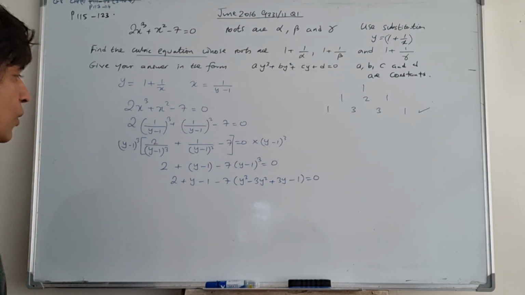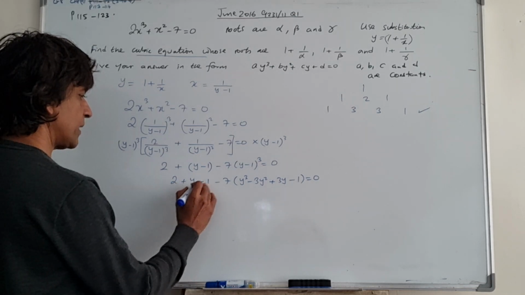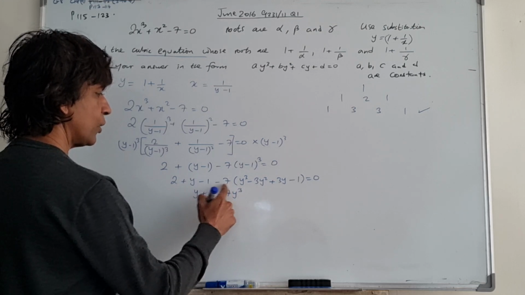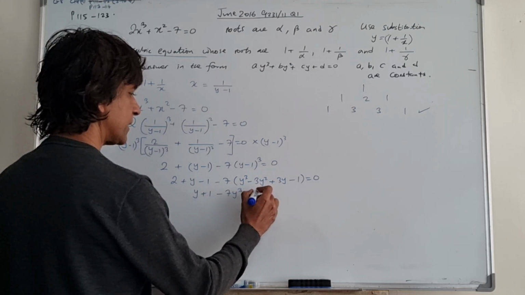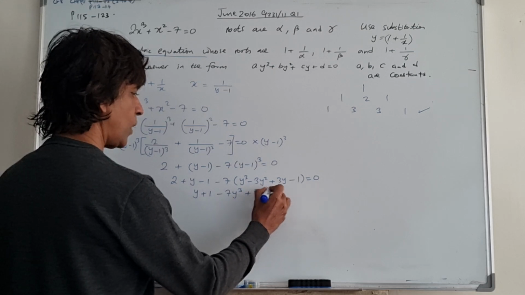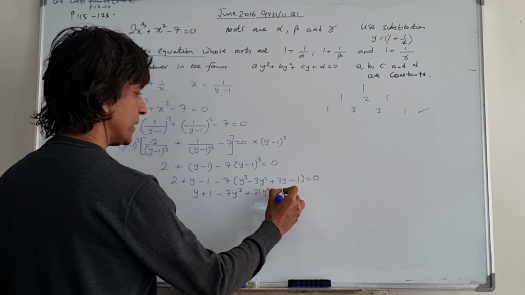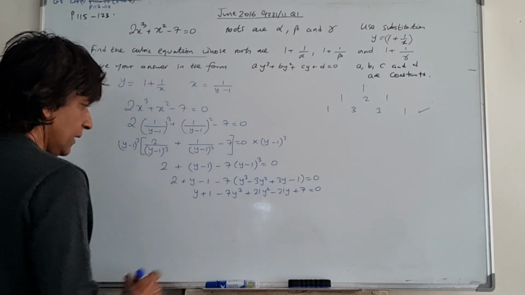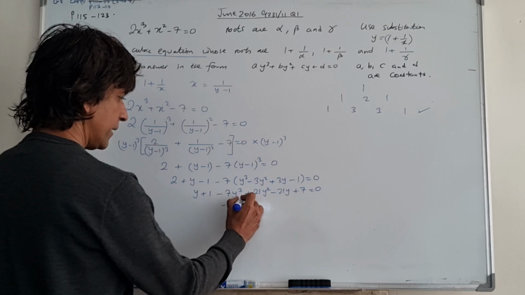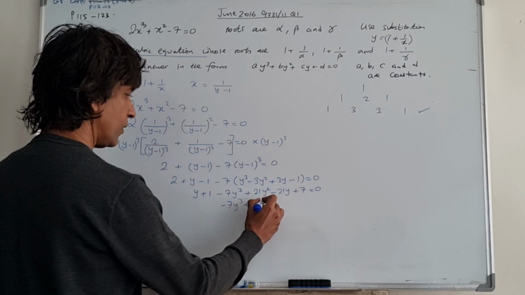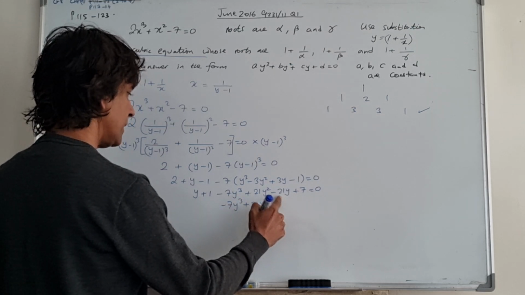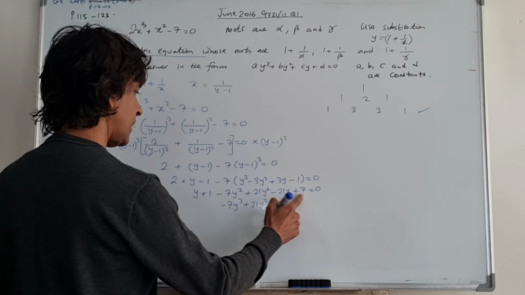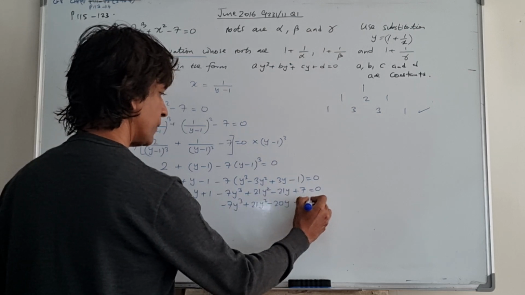So the next thing is 2 minus 1 is 1, so I've got y plus 1 minus 7 times y cubed, and we can distribute this, and then plus 21y squared, and then minus 21y, and then we've got plus 7 is equal to 0. So minus 7y cubed plus 21y squared minus 21y plus y is minus 20y, and I've got 7 plus 1, which is then 8. So all of that should be equal to 0.